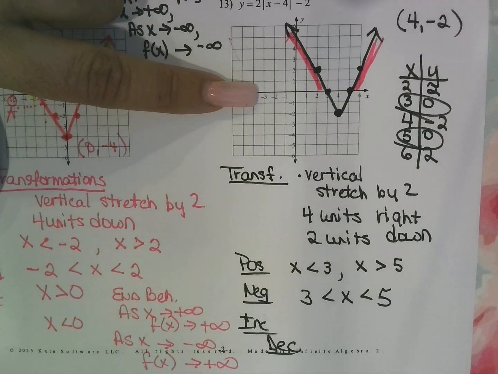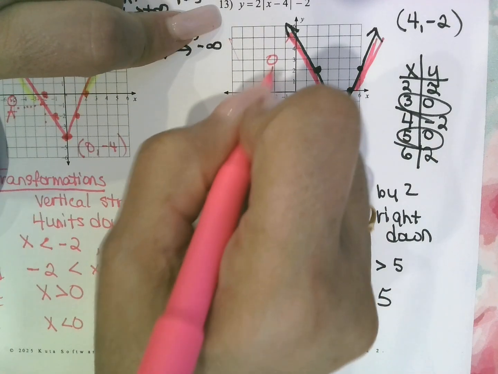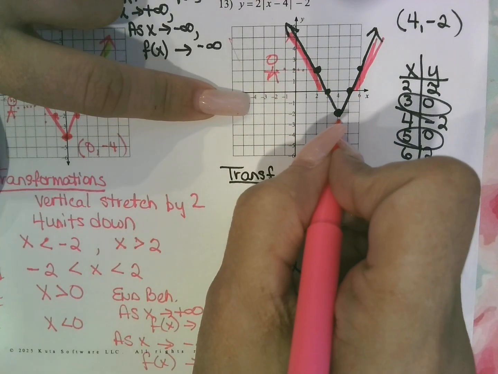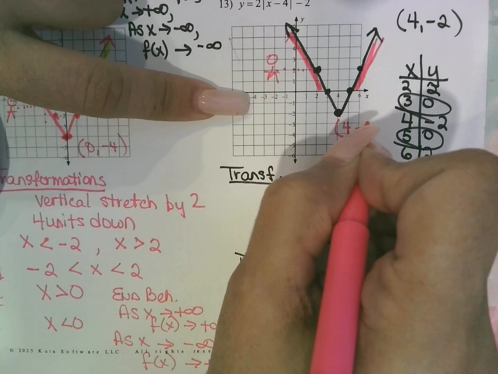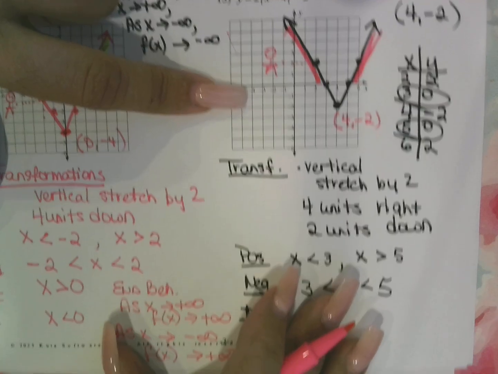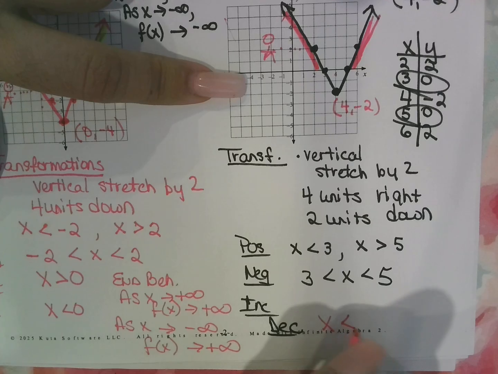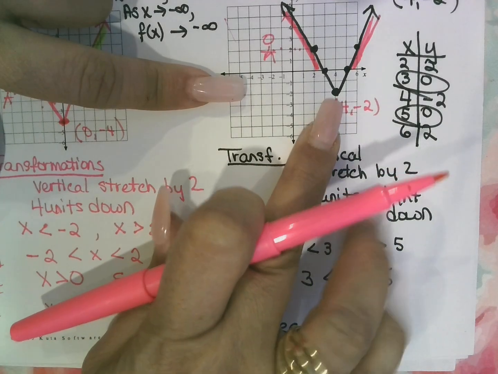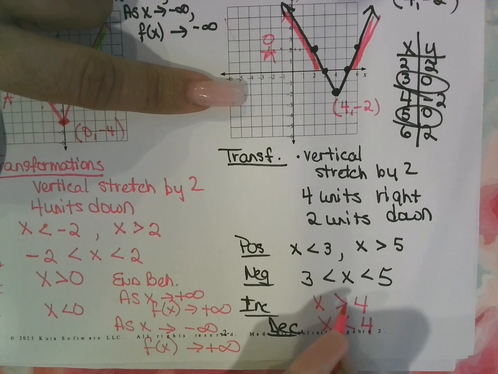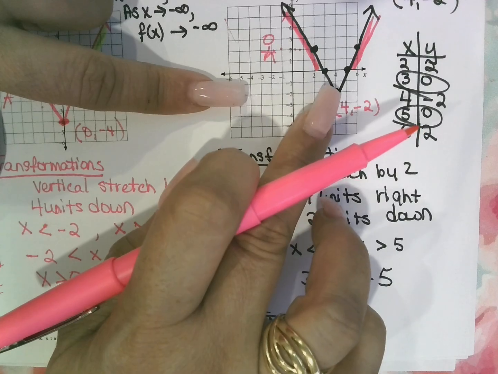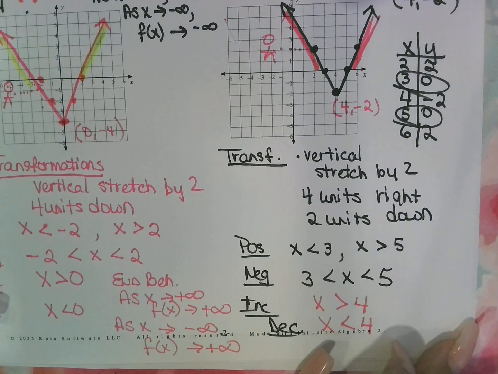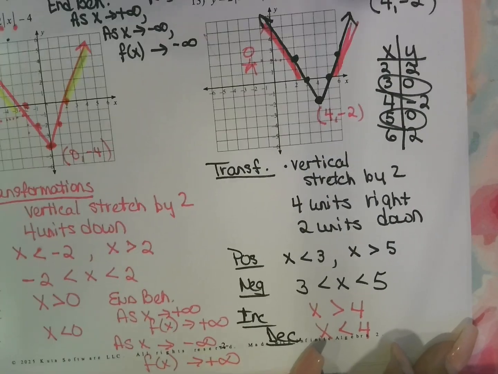Okay? Increasing, decreasing, again, think of the little man walking towards a function. It is going to decrease until we reach the vertex, which is at 4, -2. So it is decreasing when x is less than 4. Once it reaches 4, it starts increasing, so x greater than 4. Notice it's strictly greater than or less than. It does not include 4. At 4, the x value is neither increasing nor decreasing. It's changing direction. Okay? The function is changing direction.